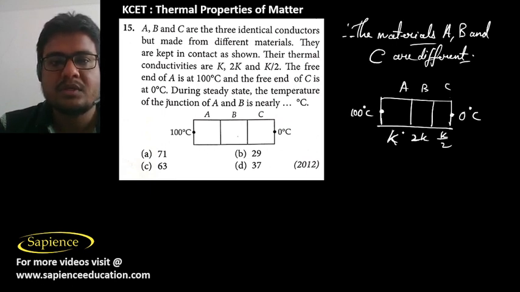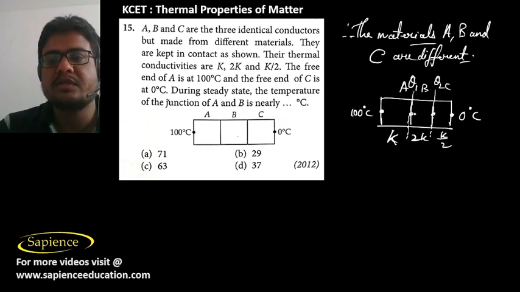Then during steady state, what should be the temperature of the junction of A and B? What should be the temperature of these two junctions? Let's say this is theta 1 and this is theta 2. So what should be the temperature at these junctions that we have to find?